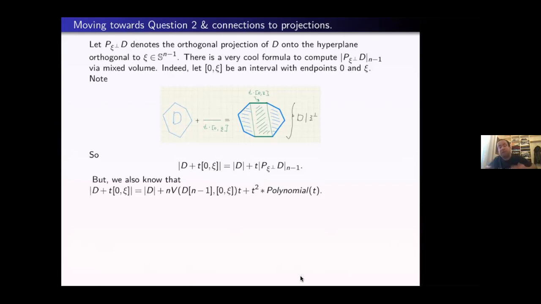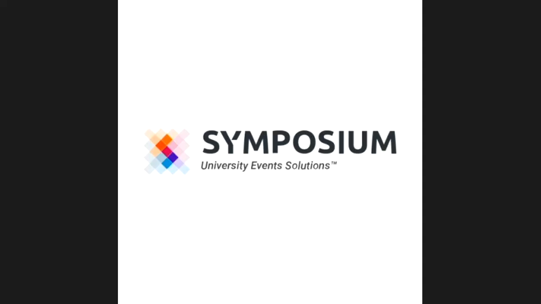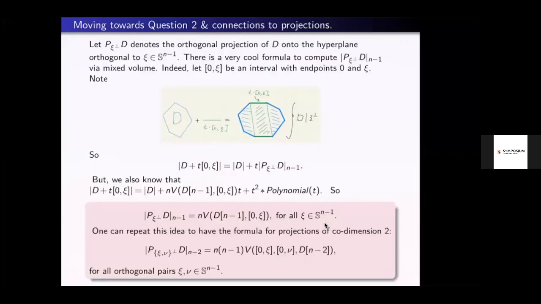And by the way, you can iterate. Oh, yeah, it stops. Sorry. We'll do it again. It will work. Okay. It will definitely work. So you created a very, very cool formula for projection. And now you can iterate it.